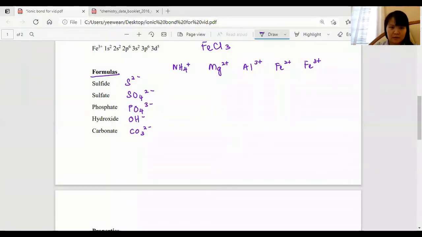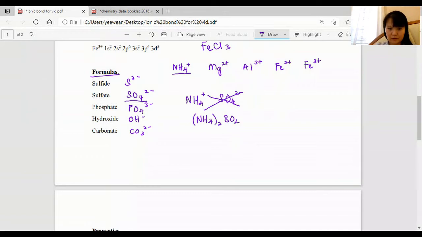Let's look at some examples of the formulas of ions and what the formula is for the ionic compound. So let's say I have ammonium with sulfate. We cross, so it will get NH4, 2 of it, because it's only 1 plus, and SO4, 2 minus.